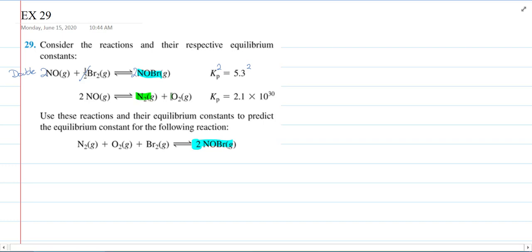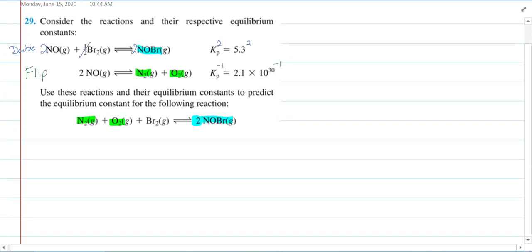The second reaction, N2 and O2, are on the other side. So I would need to flip the second one. If I flip the second reaction, I have to invert K. So let's try this. We're going to double the first one, and I have 2 NO gas plus Br2 gas going to 2 NOBr gas. Now that's Kp is 5.3 squared.